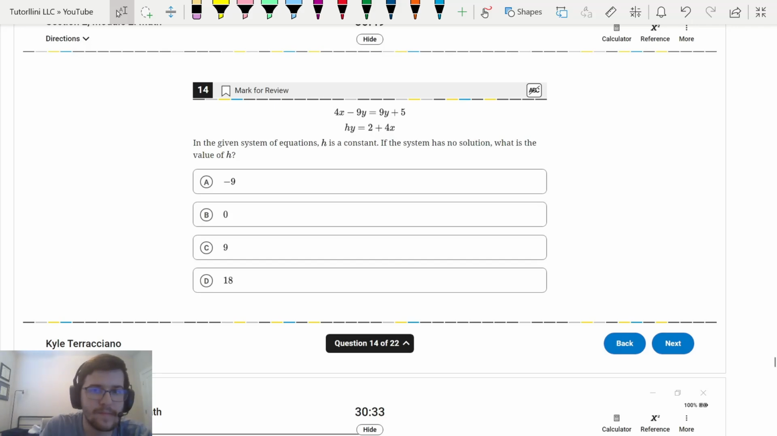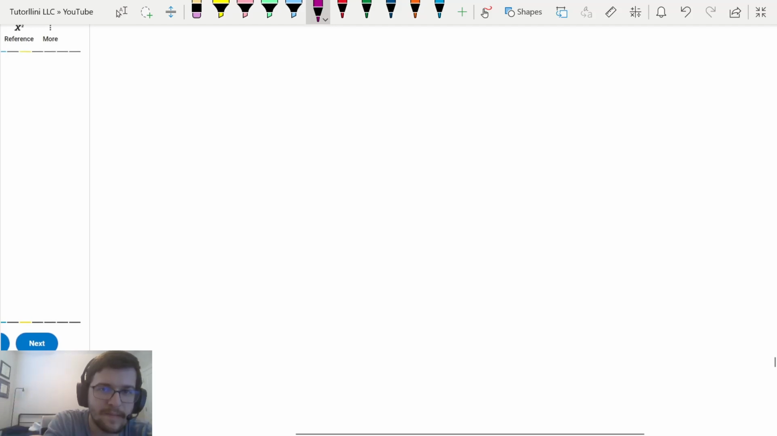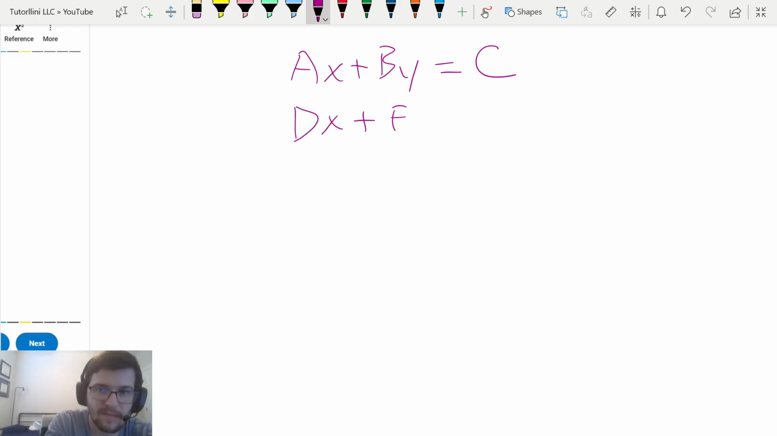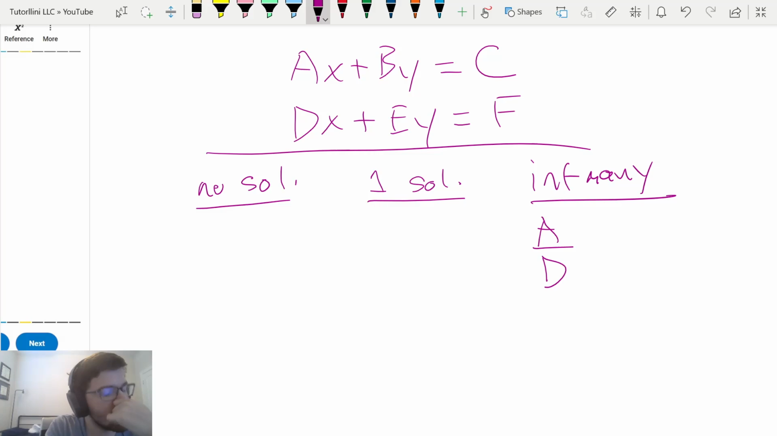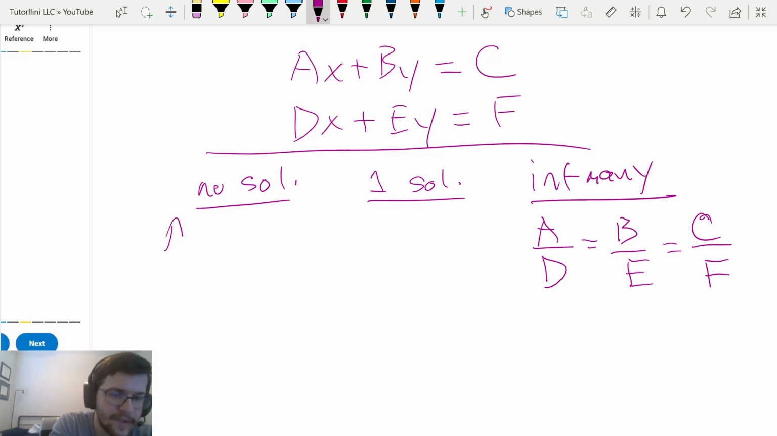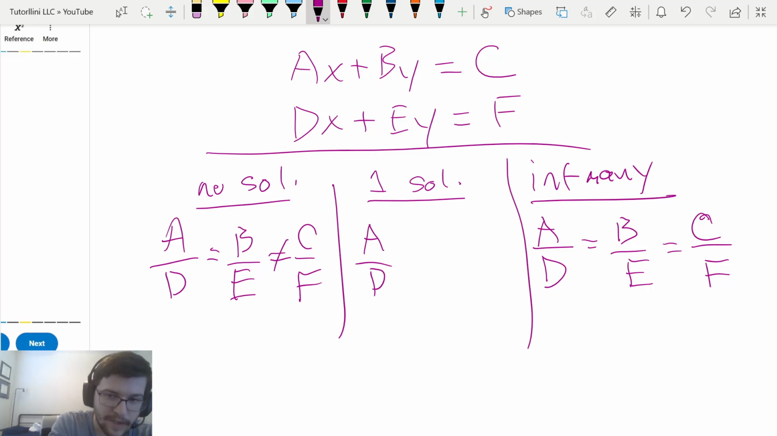Okay, so for this one, remember how I was talking about no solution, one solution, infinitely many? For this one, I think it's easiest to do it in standard form. So same slope, different y-intercept, all that stuff. This is the same, but using standard form or pseudo-standard form. So for infinitely many, a over d equals b over e, which equals c over f. For no solution, we have a over d equals b over e, which is not equal to c over f. And then for one solution, all we know is a over d is not equal to b over e.